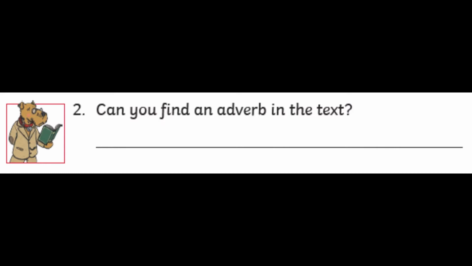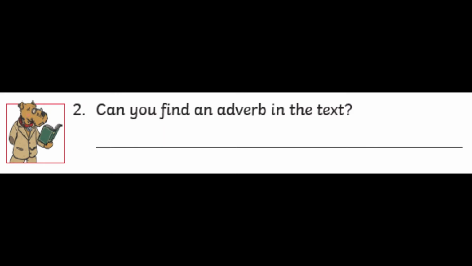Welcome back. It says, can you find an adverb in the text? So you need to think about what an adverb is. We have learnt all about adverbs in English. We know that they are words that tell us how something happens. They describe a verb. And a good way to spot them is that they end in the suffix ly.